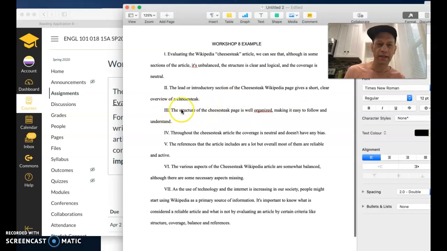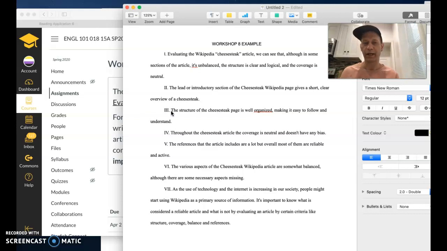So the next paragraph is going to be about the structure, and you're going to apply what how to evaluate a Wikipedia article says about structure to your own Wikipedia page. This one is about cheesesteaks. So it says, the structure of the cheesesteak page is well organized, making it easy to follow and understand. It's a great topic sentence.